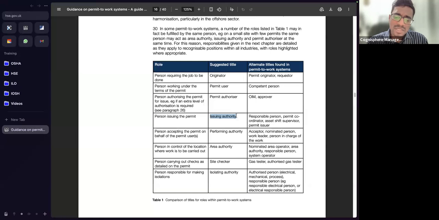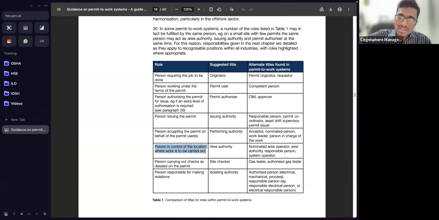Again, it could be the person who's in charge of the warehouse, and the person accepting the permit on behalf of the permit users. Sometimes, let's say there are five people who would be undertaking the maintenance work, like the technicians. On behalf of all the five people, there would be one performing authority who's accepting the permit on behalf of the permit users. For example, a maintenance supervisor or a team leader. Then there's the person in control of the location where work is to be carried out.